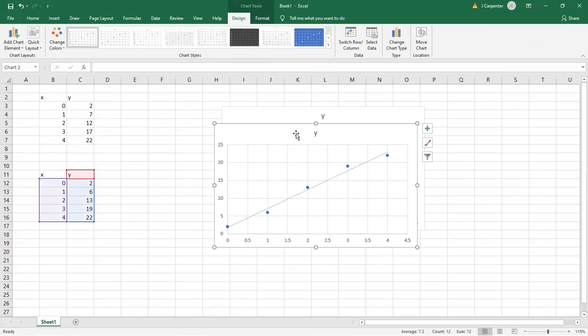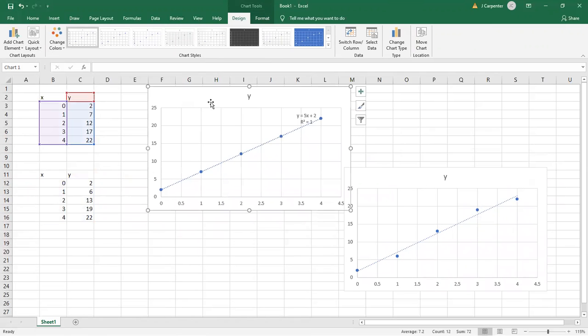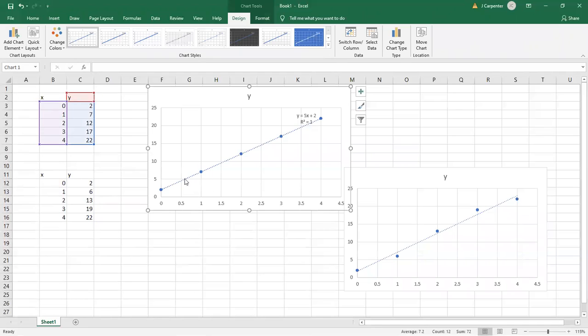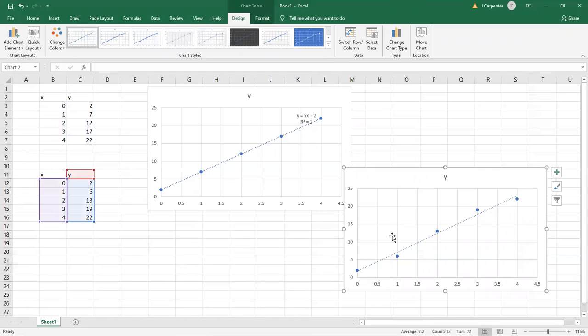And look, that one's not a perfect fit. This is the first one. This is the second one. When I click the chart, it shows you which data is being highlighted. See, that's not a perfect fit because this was not a perfect model.